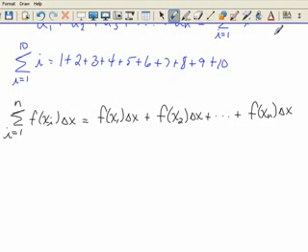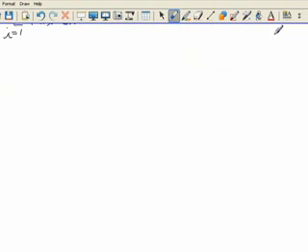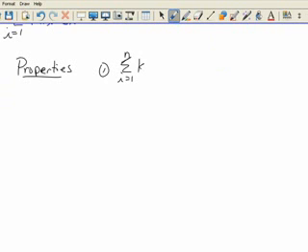Now there are some properties of sums that you need to be aware of, and I think these are going to make a lot of sense to you. Properties. If you have a sum from 1 to n of a constant times a sub I, you can pull the constant out in front and just sum the a sub i's.